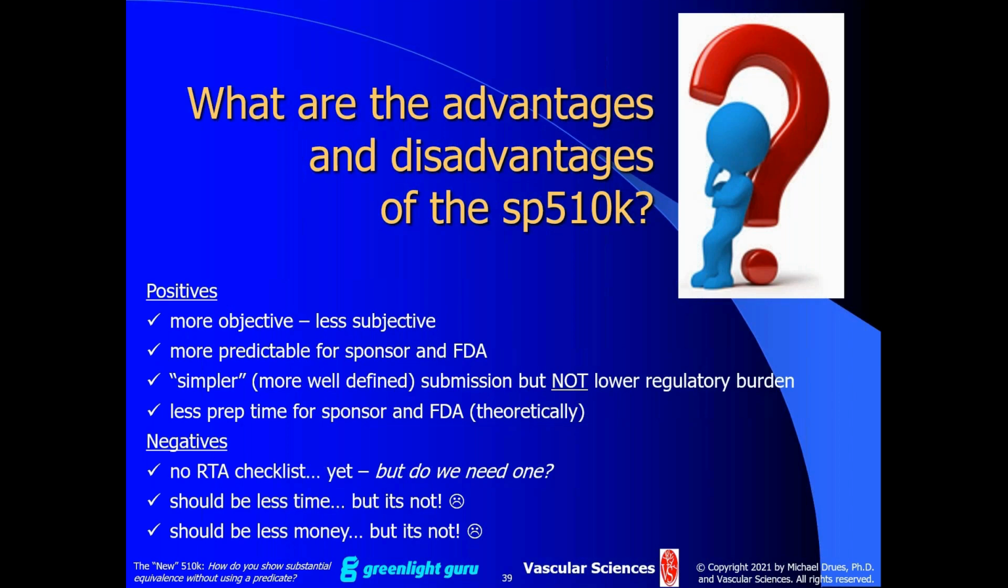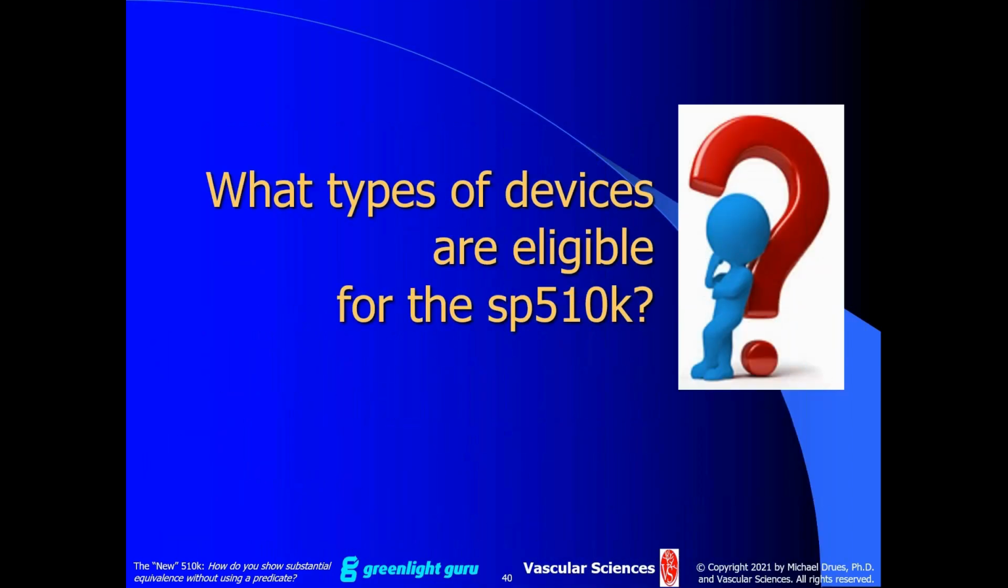It should take less time, an SP 510K, but it doesn't. It should be less money, but it's not. So again, looking at the positives and the negatives, there's not a huge number of incentives, at least from my perspective. And if somebody can think of something that I'm missing, please feel free to share during the discussion. Not a lot of incentives for a lot of companies to start running in this direction. Almost to the end, and then we're going to open this up for Q&A.